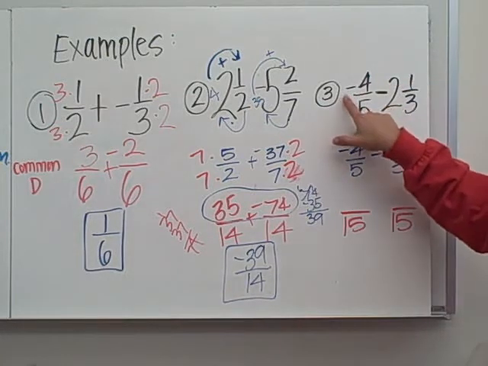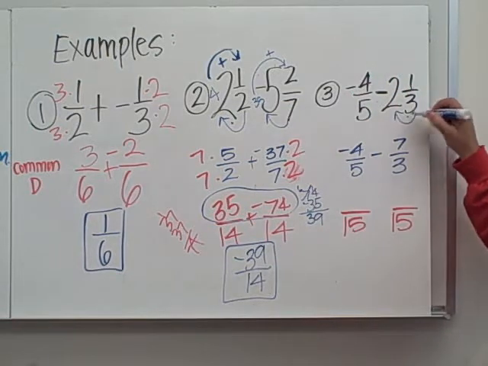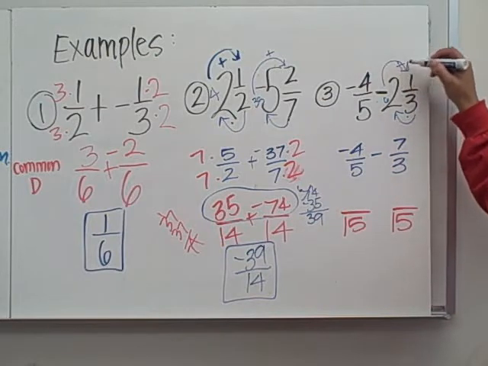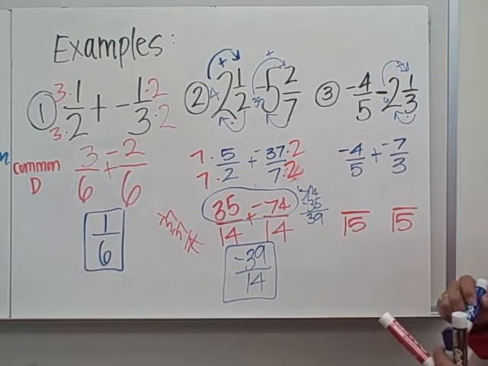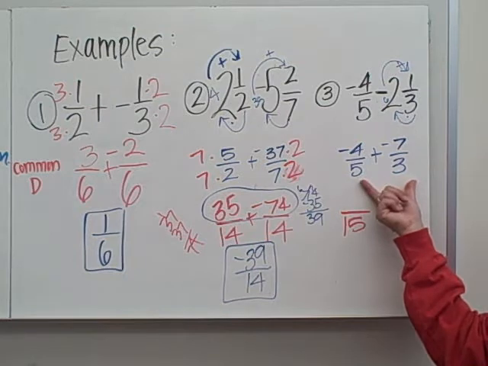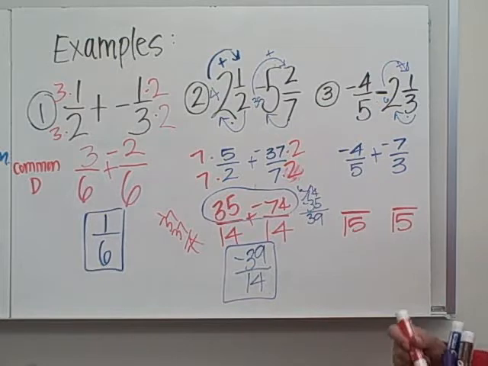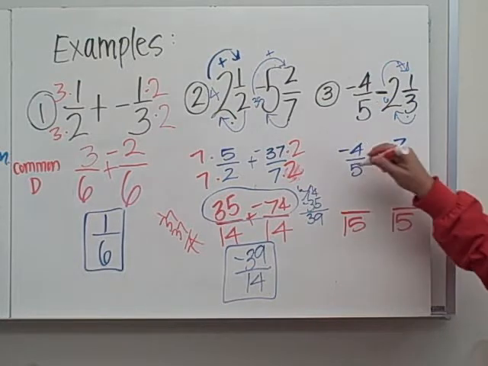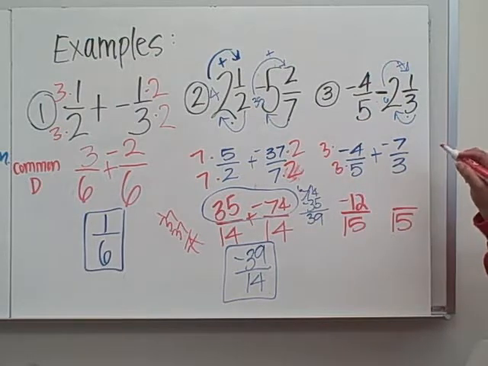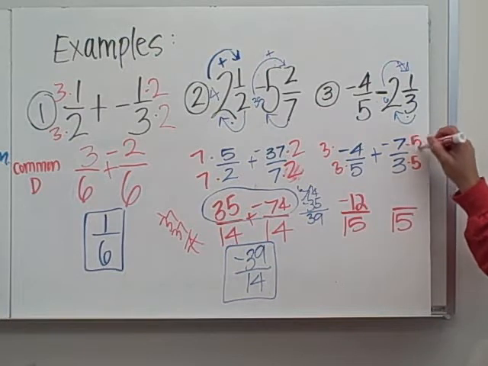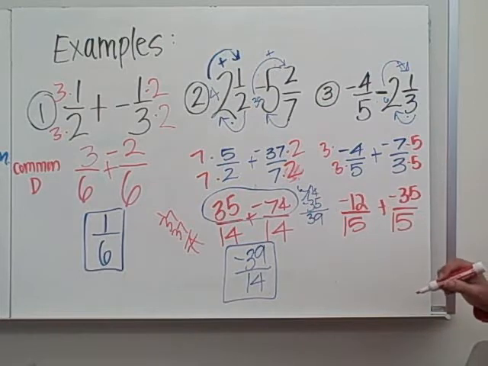Example 3, -4/5 minus 2 1/3. So we need to do around the world. 2 times 3 is 6. 6 plus 1 is 7, so this is where I get 7/3. And then I'm going to touch twice. I have to find a common denominator between 5 and 3. So my common denominator is 15. When I use the golden rule of fraction, 5 times 3, so -4 times 3 is -12. And 3 times 5, so -7 times 5 is -35.